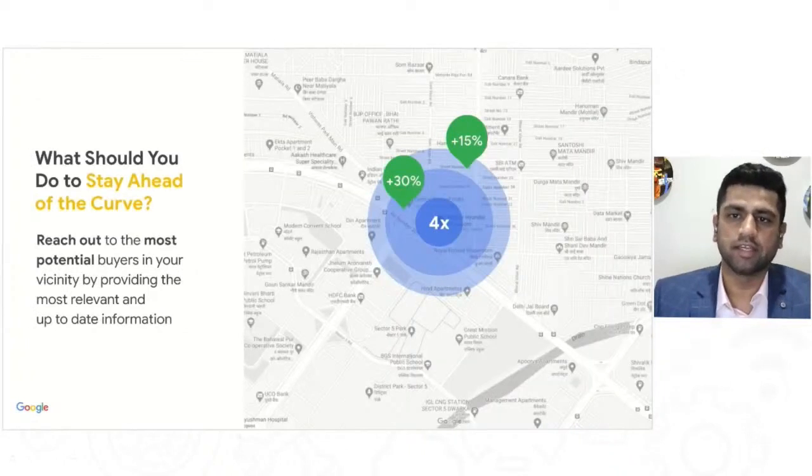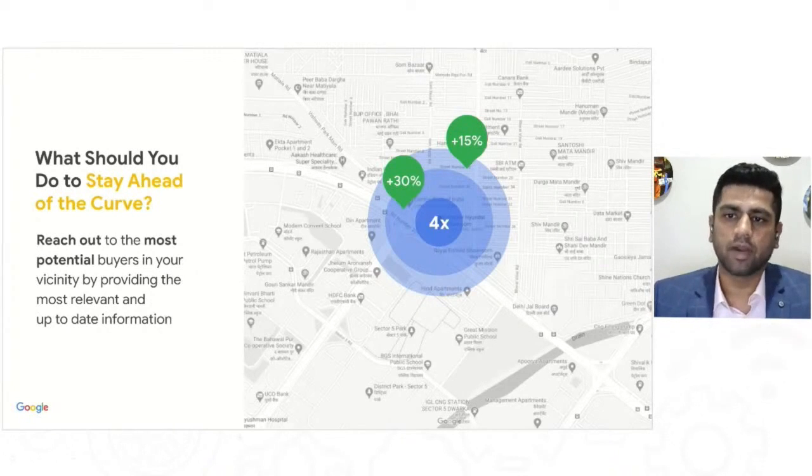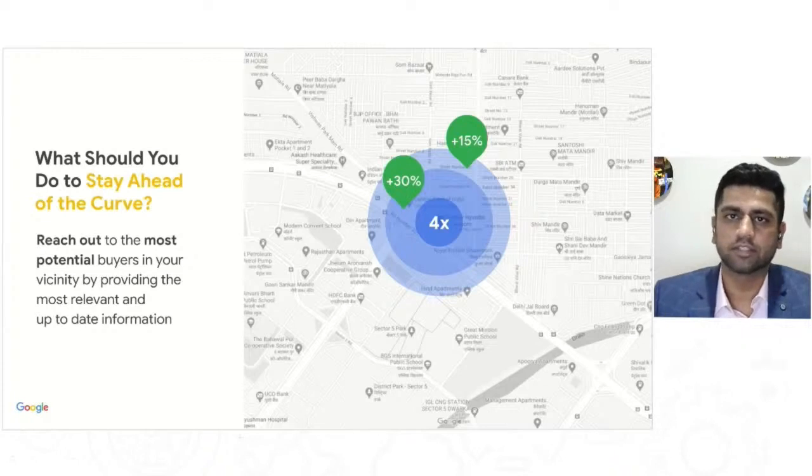Now, moving on to the agenda for this webinar. Let's discuss what hyperlocal marketing is and why you should care. Well, simply put, hyperlocal marketing is a way to reach out to the most potential auto buyers in your vicinity by providing the most relevant, tailored, and up-to-date information. It makes it possible for you to target specific pin codes around your showrooms to ensure that every ad served is shown to a highly relevant audience.